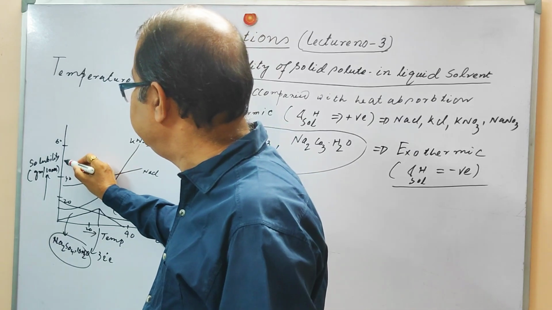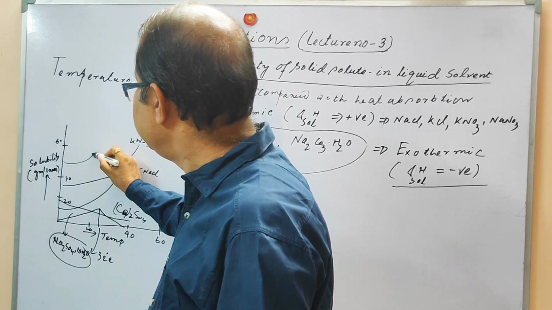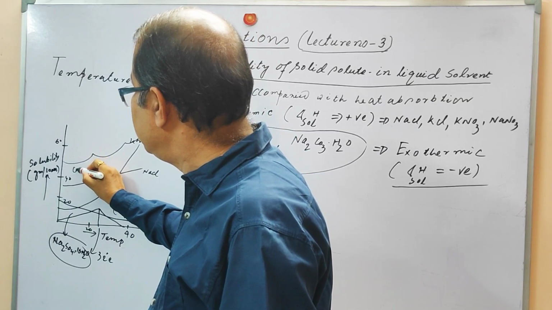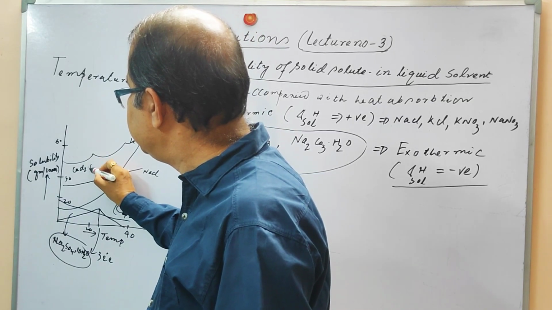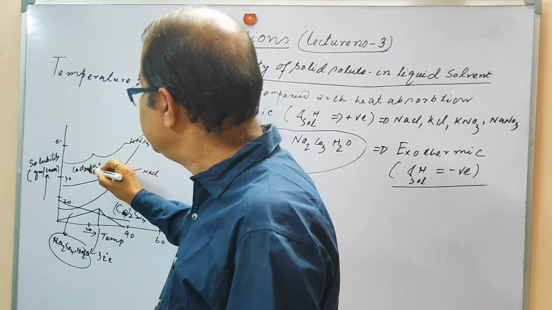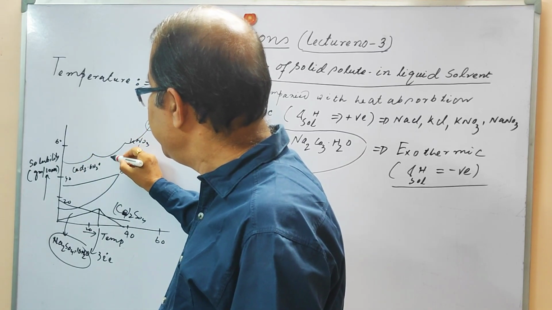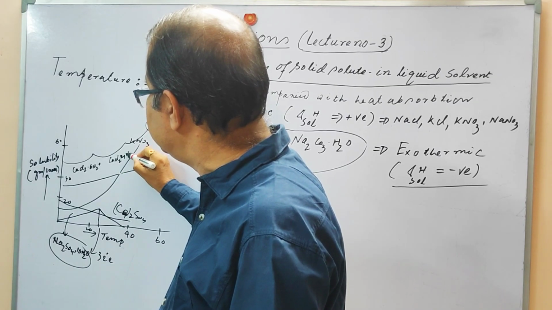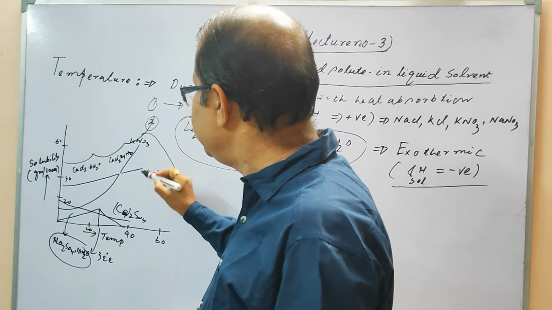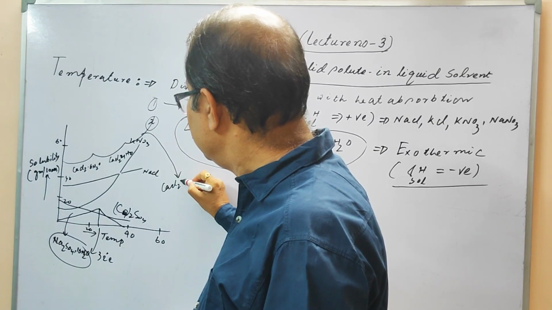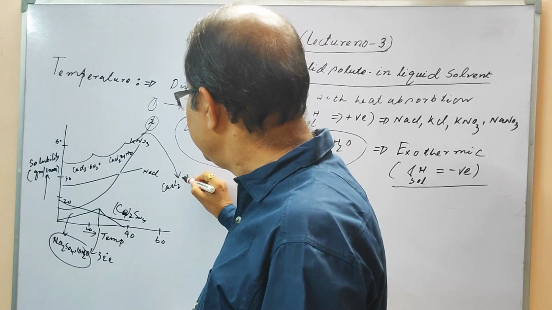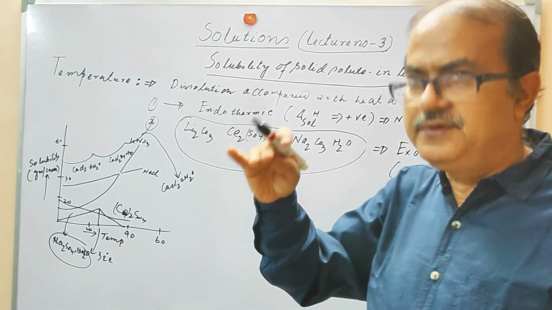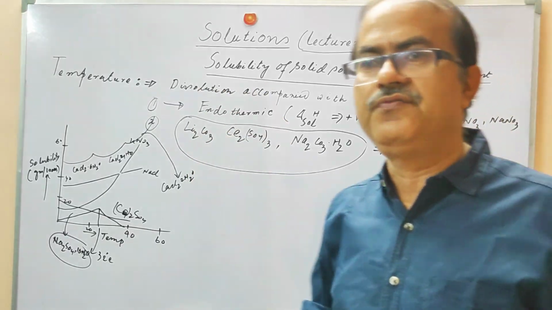Another example we can discuss is calcium chloride. It also shows a very interesting trend. You will observe this trend for CaCl2.6H2O, this trend for CaCl2.4H2O, and this trend for CaCl2.2H2O. So the solubility curve goes through an interesting type of curving.